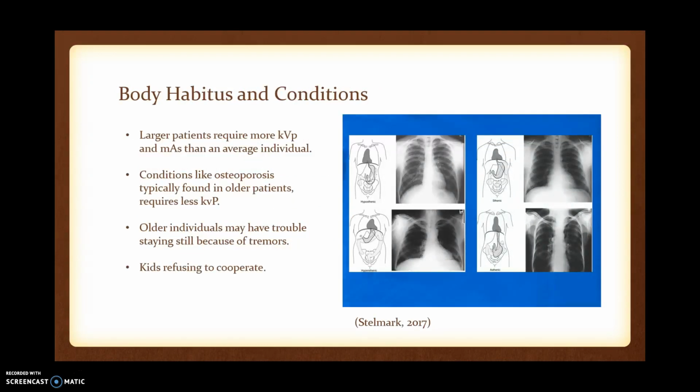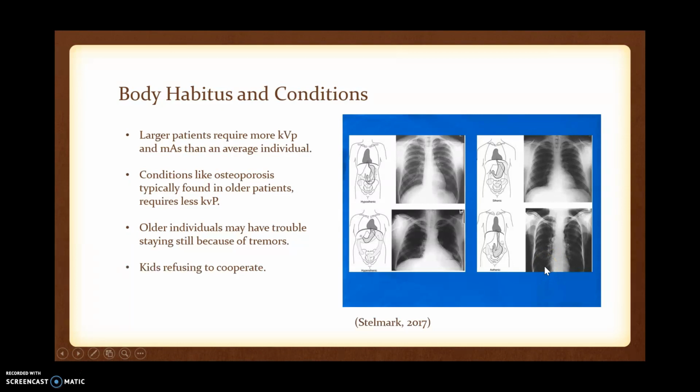Then body habitus and conditions. If you look right over here at the hypersthenic body structure, you can see it's a lot larger than, let's say, a hyposthenic. That's because there's a lot more tissue and fat than there is in a smaller sized patient. So, for example, KVP is going to be increased, otherwise proper diagnostic information will not be achieved. If you look over at the asthenic, you can see that it's quite an elongated torso where you can't even see the costophrenic angles.